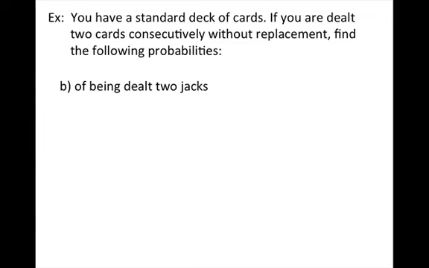In the next example, let's look at the probability of being dealt 2 jacks. Well, that's the probability that the first card is a jack times the probability that the second card is a jack given that the first card was a jack. Well, there are 4 jacks in a deck of cards. So the chances that first card is a jack is 4 out of 52.